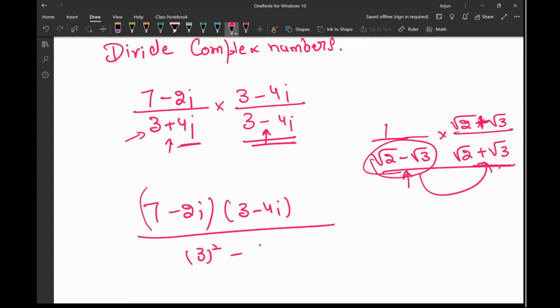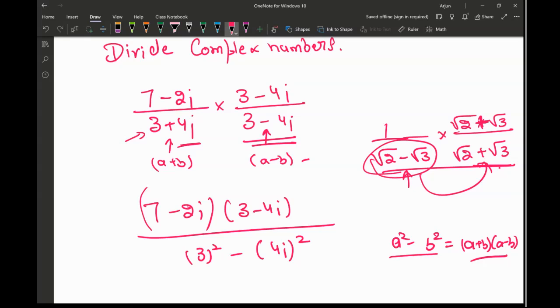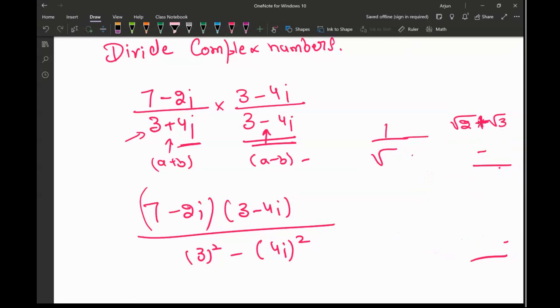3 squares minus 4 iota square. A square minus b square equals a plus b times a minus b. This is a plus b, and this is a minus b, which I have converted into a square minus b square form.